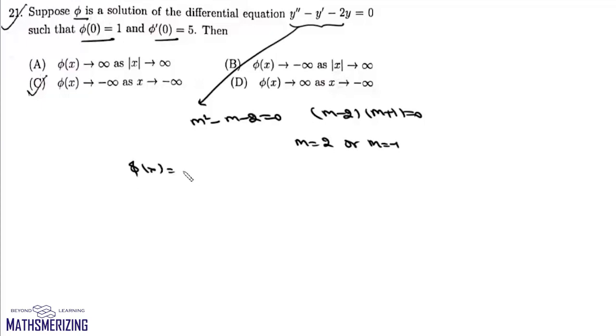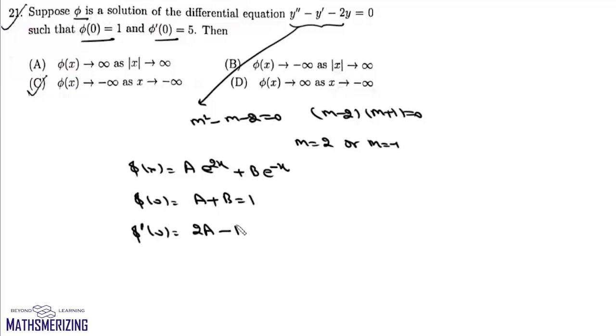So we can write this phi x as a into e to the power 2x plus b into e to the power minus x. Now we're given that phi 0 is 1. So phi 0 is a plus b, and it is equal to 1, and phi dash 0 will be 2a minus b, and it is 5. Now if we add them, we'll get a as 2, and if the value of a is 2, the value of b is minus 1. So we can write this phi x as 2 into e to the power 2x minus e to the power minus x.